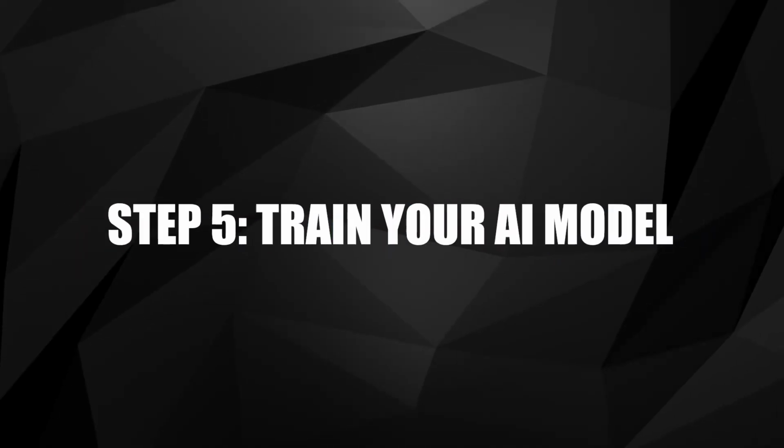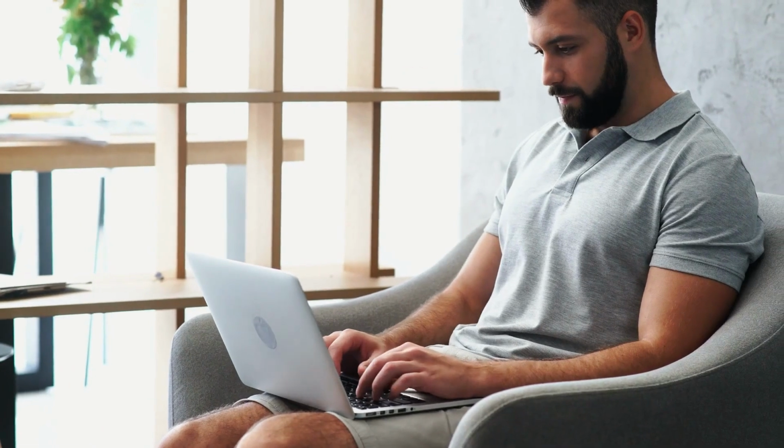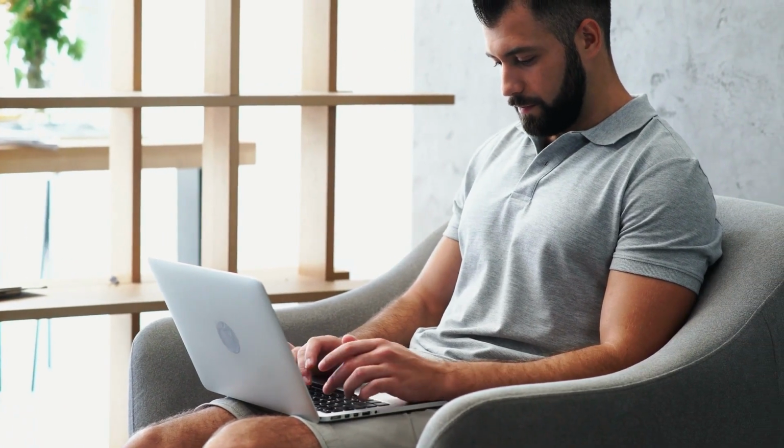Step 5. Train your AI model. Think of this as teaching your robot helper. You show it examples and you tell it how to respond. For example, if someone says, "I like dinosaurs," your AI could reply, "Great, here are some dinosaur toys."